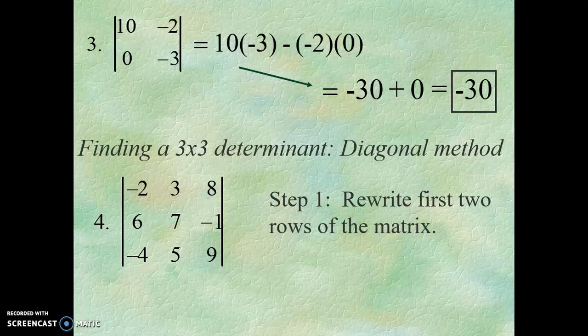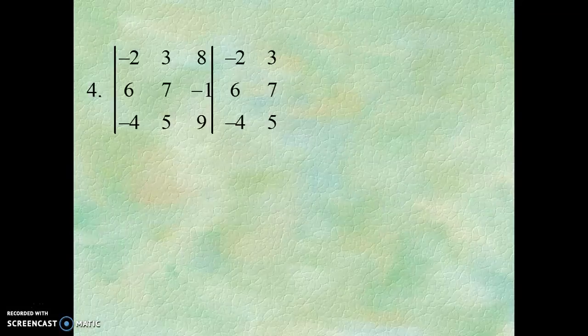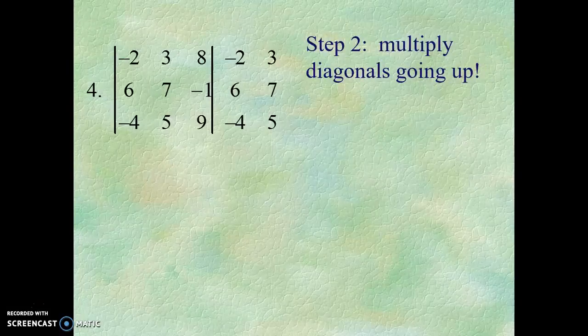Okay, so step one is to rewrite the first 2 columns of the matrix. So we're going to go to the new page so we can see what that looks like. We rewrote the first and second columns on the outside of the matrix. This is going to help us figure out our diagonals. Since it's a 3 by 3, we're going to be multiplying 3 numbers each time when we're multiplying through diagonals.